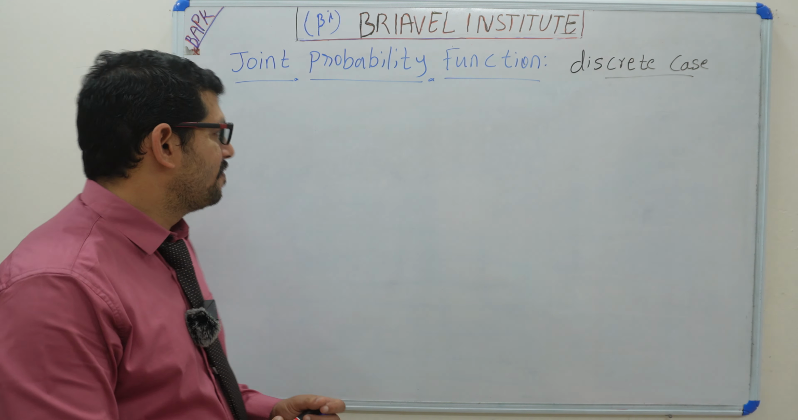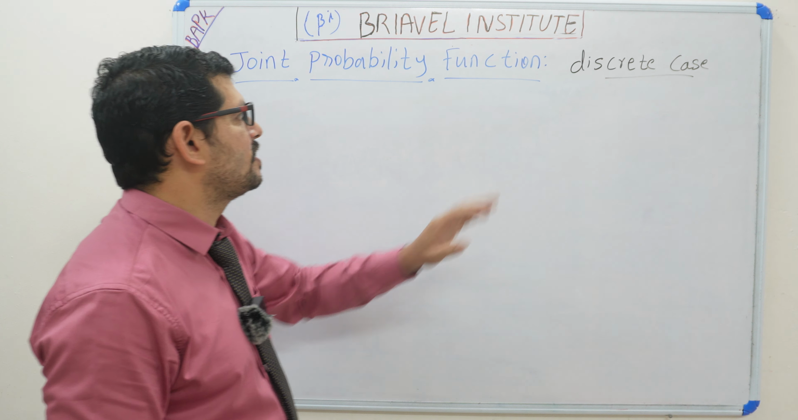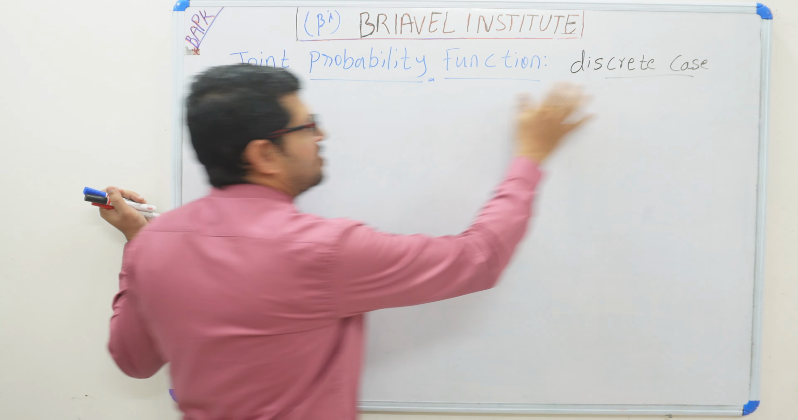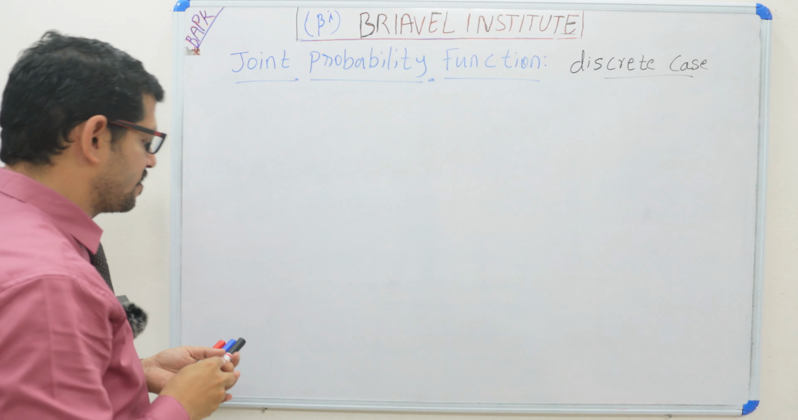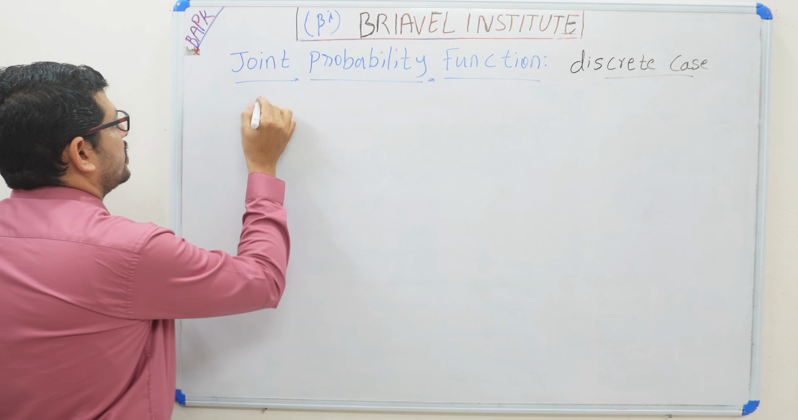Welcome to Rival Institute. Now discussing the joint probability function. In the joint probability function, we are discussing the discrete cases. We have continuous cases and discrete cases. Now we are discussing the discrete case.